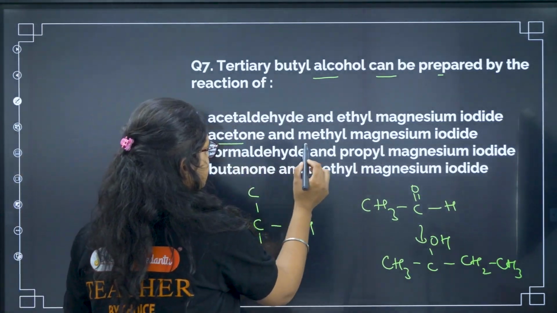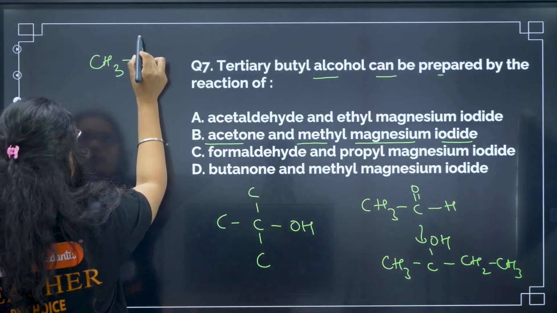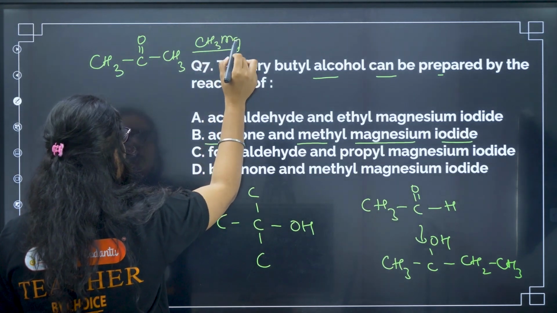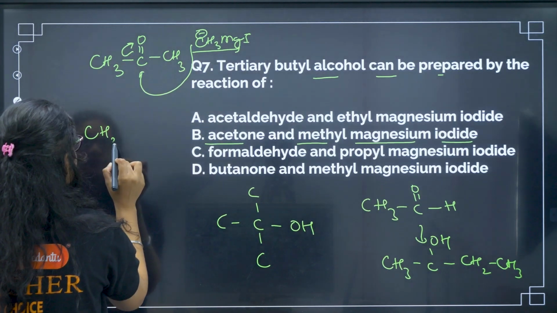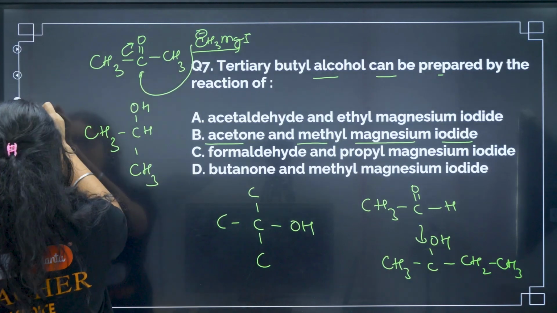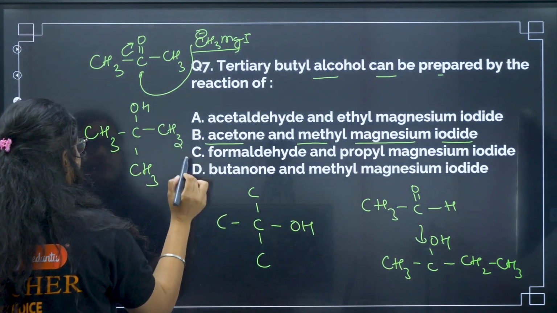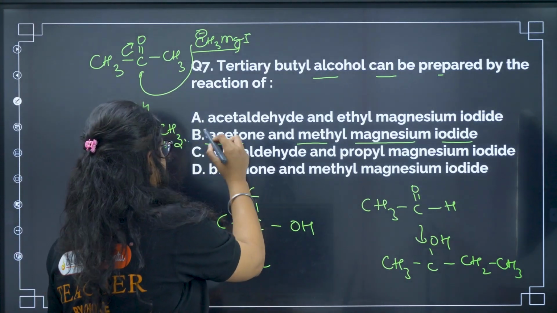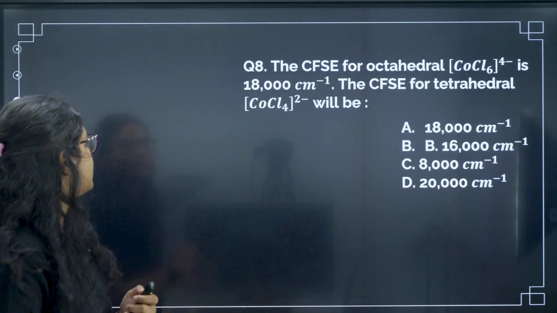Next one, let us check acetone with methyl magnesium iodide. Let us check this one. If we have acetone, okay, and you treat it with methyl magnesium iodide. So this will attack here, this one will go here. So we will get CH3, C, OH, here there is no H, then we have CH3, right? So this will give you a tertiary butyl alcohol. So the correct answer for this question will be option number B. I hope you have done this question correctly. Let us see the next question.